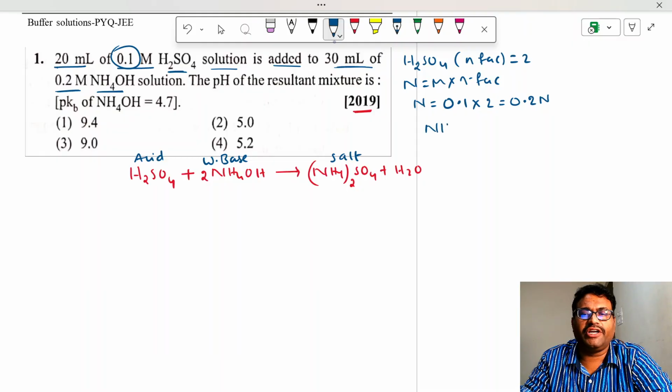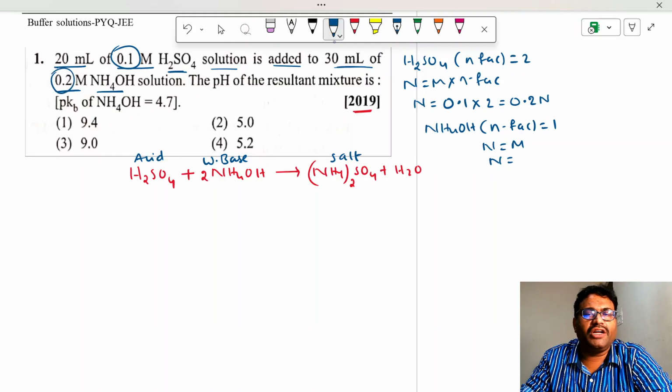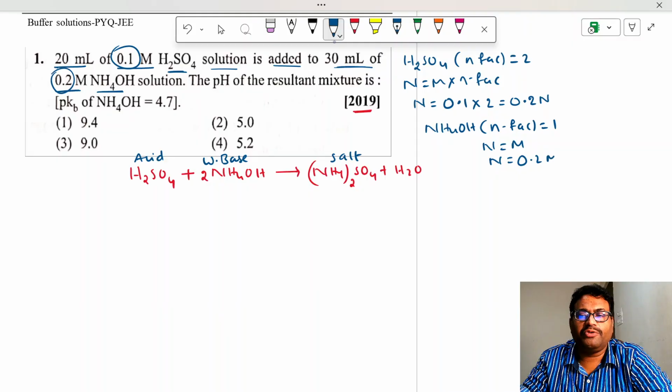Whereas for NH4OH, the n-factor is equal to 1, so normality is equal to molarity. How much is given? 0.2 M is given, so directly I can take it as 0.2 N. So as the n-factor is not equal to 1 for H2SO4, we are calculating the concentrations in normality.